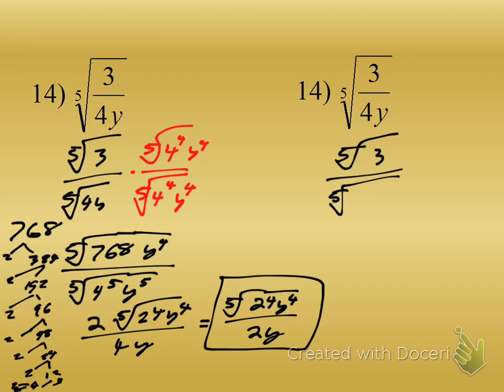Now, watch this. 4 is 2 squared. Y is still y. Nothing you can do about that. So the 5th root and the 5th root. Y doesn't change. You still have 1 y here. We'll still need 4 over here. How many 2's do we have here? 2. We need 5 total. How many more 2's do we need? 3.